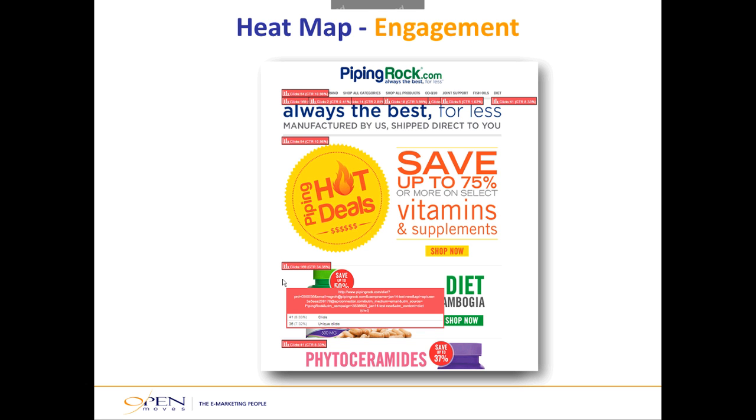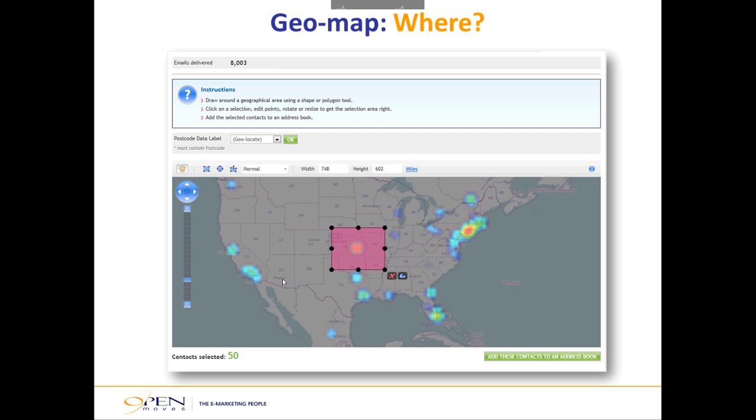This is really important when you do an A/B test, in terms of what's working and what's not. Maybe you want to know where people are clicking or where people are opening. This is actually by open. So you can very quickly see geographically where people opened, and you can segment them and do something with that information.